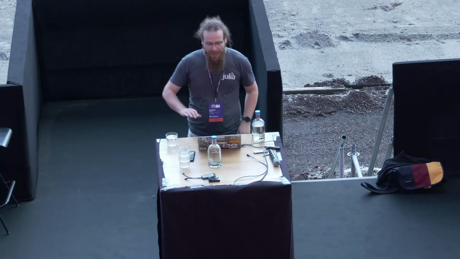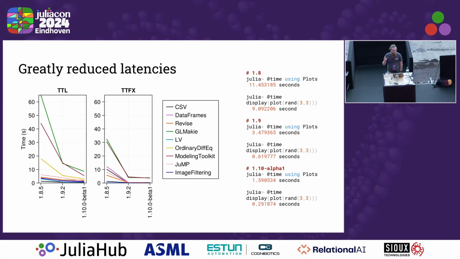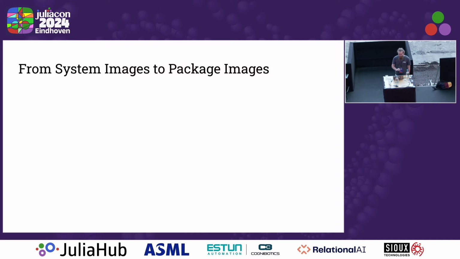If you remember this slide from last year's State of JuliaCon, we managed over the last couple of releases to greatly reduce latencies, primarily time to load and time to first X, which is a lovingly name for this desire to get a cup of coffee the first time I start Julia in the morning. Nowadays, time to first X is massively reduced, and that's fantastic. How did we manage to do so?